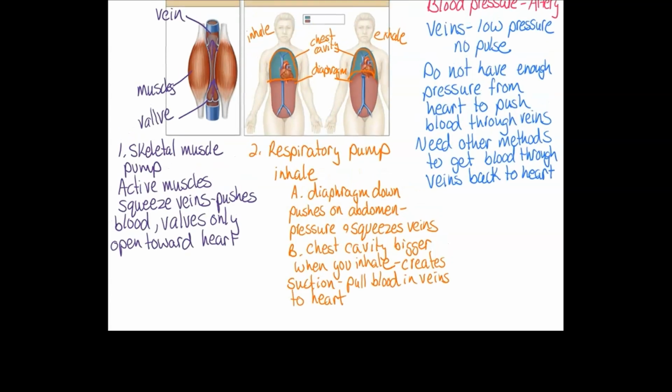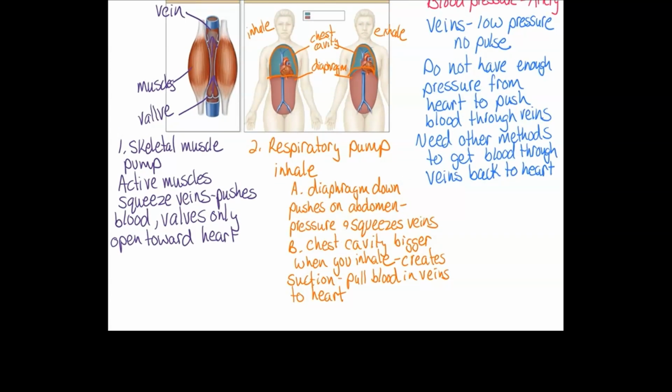So you're moving blood through your veins because out in your body you have skeletal muscles squeezing those veins, pushing the blood back toward the heart through the one-way valves. In your torso, you have your diaphragm going down every time you inhale, squeezing your abdomen, pushing that blood through the veins, and you have your chest getting bigger, which creates suction and pulls that blood into the heart.